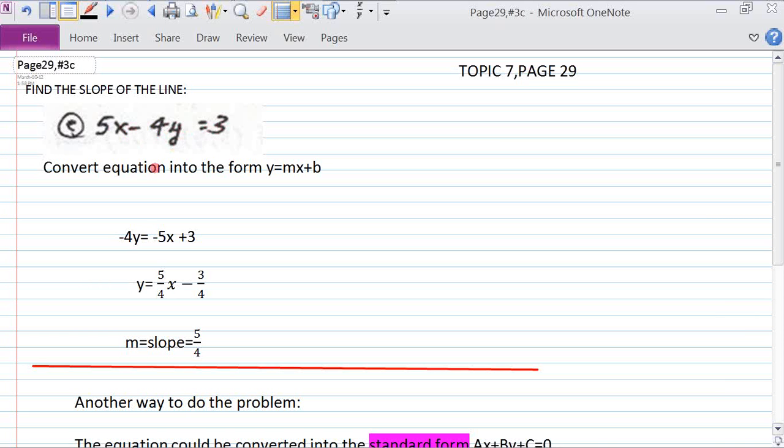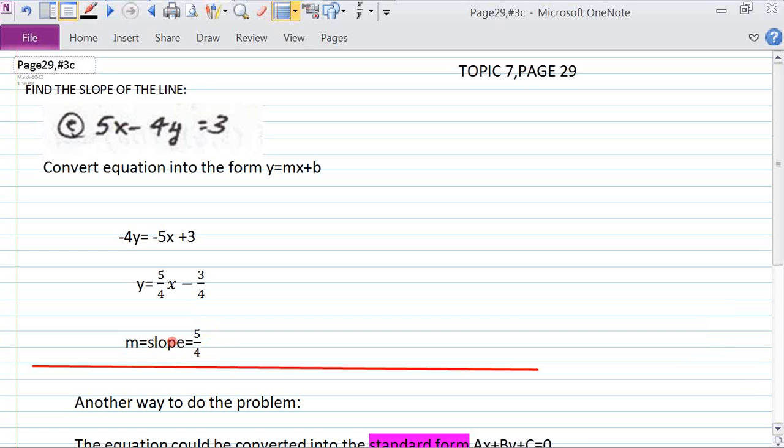equals mx plus b. So the first thing we're going to do is bring this 5x from the left side to the right side. So minus 4y equals minus 5x plus 3. Now we've isolated the y term on the left side, but if we divide this by minus 4, we get y. If we divide this term by minus 4, we get 5 over 4 times x. And if we divide plus 3 by minus 4, we get minus 3/4.